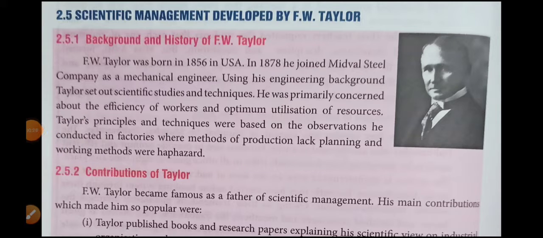F.W. Taylor, full form of F.W. is Frederick Winslow. Frederick Winslow Taylor was born in 1856 in USA and he had a degree in mechanical engineering. Using his engineering background, Taylor set up some scientific rules, scientific studies and techniques. He observed the work of many workers in factories and noticed there was a lack of planning and working methods were not properly arranged. So, by observing these things, he made some scientific techniques for doing the work and he gave some principles that are known as Taylor's principles or scientific principles of Taylor.